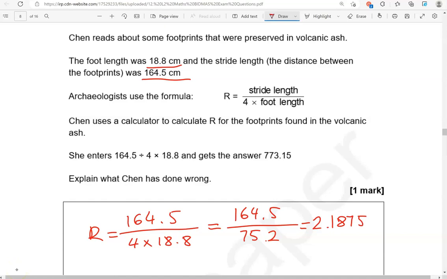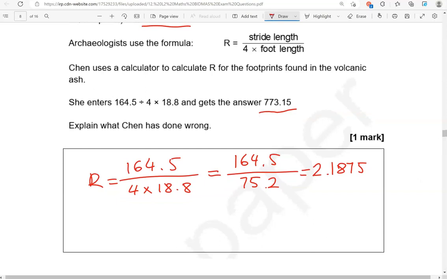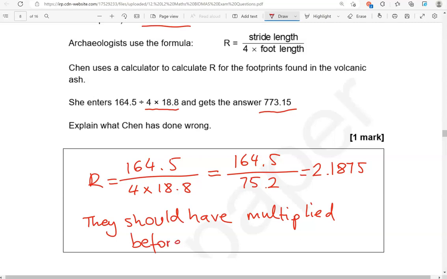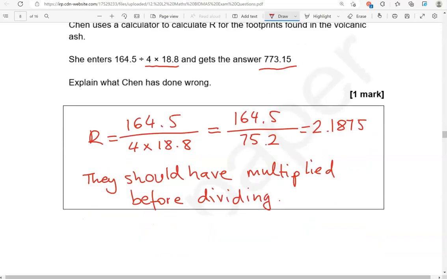So the answer we get, 2.1875, is so different from Chen's answer, which is 773.15. What have they done? They've done 164.5 divided by 4 times 18.8, while they should have done the multiplication first before they divide. So we're going to write that there. They should have multiplied before dividing.